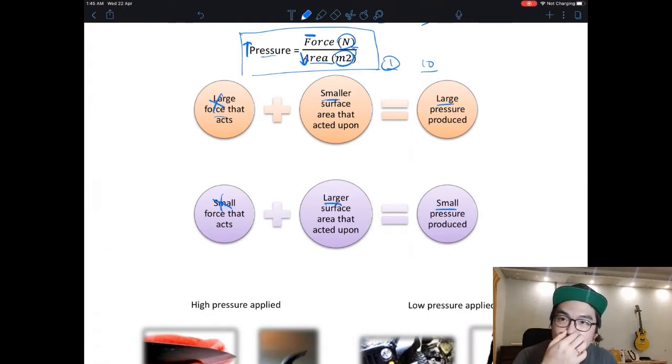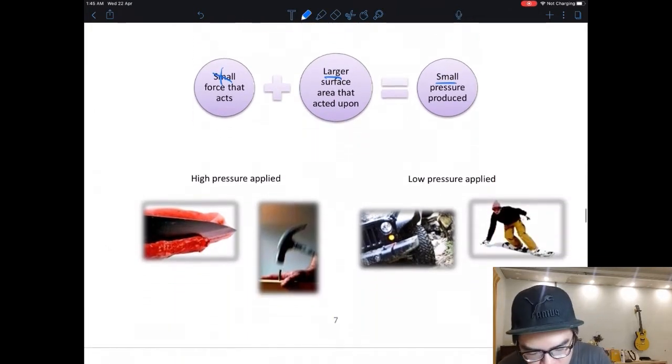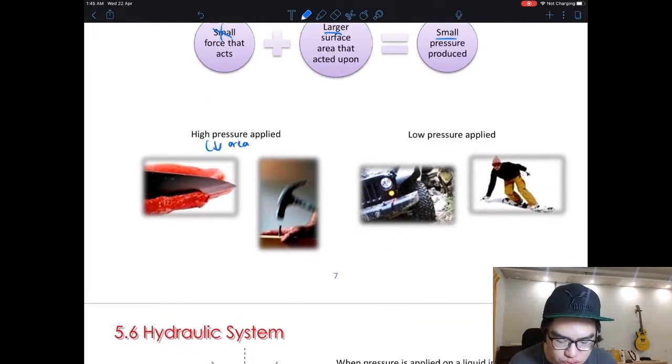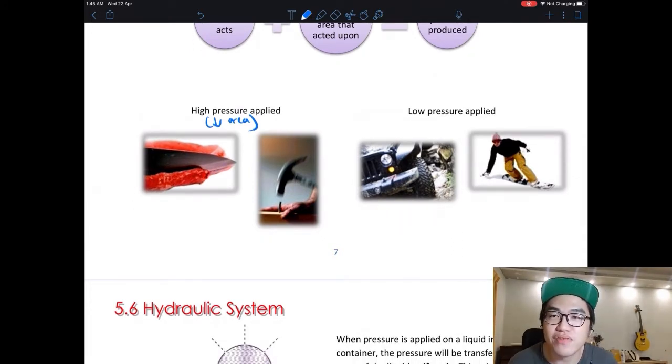So where do we apply this? Where do we apply high pressure? High pressure is when I want low area. You can write here. So when do we use low area? Number 1 is our knife. We need a sharp knife. When we are sharpening our knife, we are making the area smaller. If the area is very broad, imagine a knife that is very blunt, very broad, you cannot cut anything because the pressure is very small.